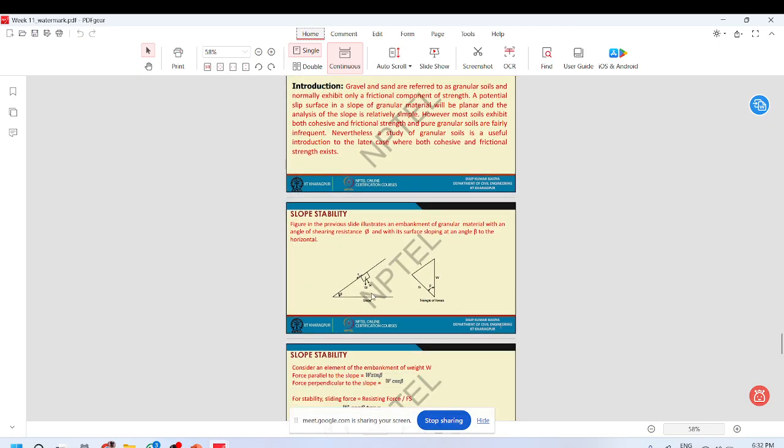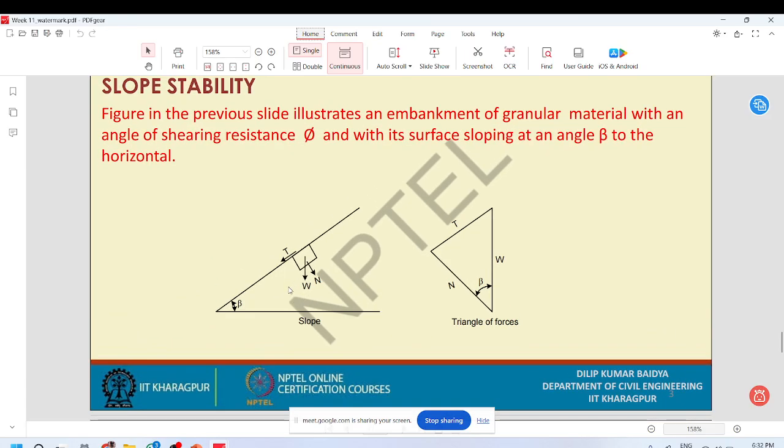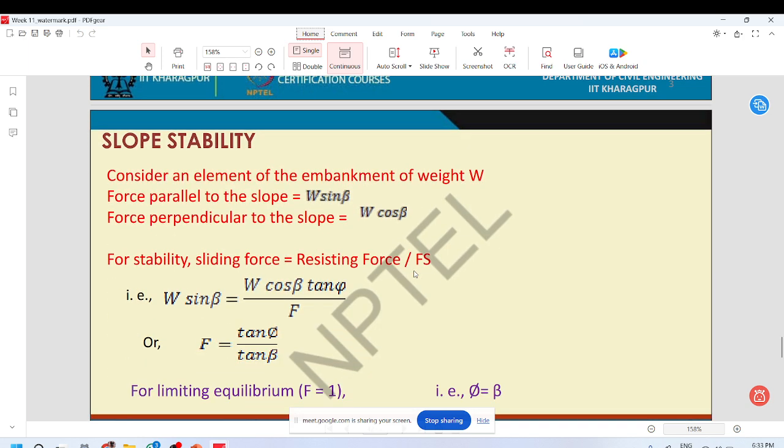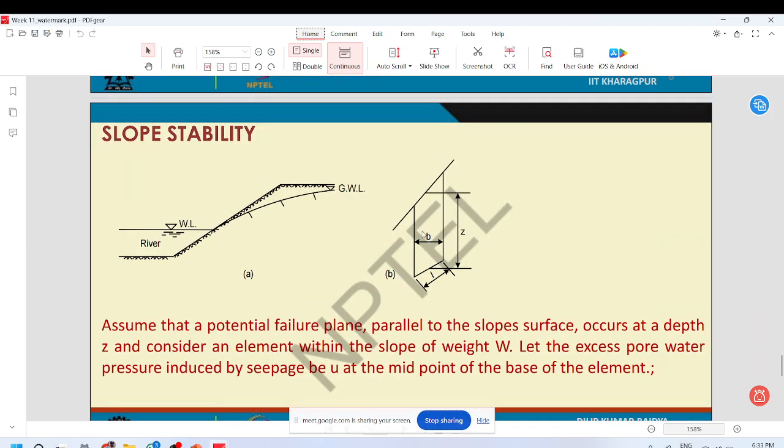So here we talk about, this is the weight, this is the normal component, this is the tangential component. In most of the methods of slope stability, what we do is we make this vector triangle of these forces, the W, the N, and the tangential stress, and based on this we make our calculations, and you can see it here for example.